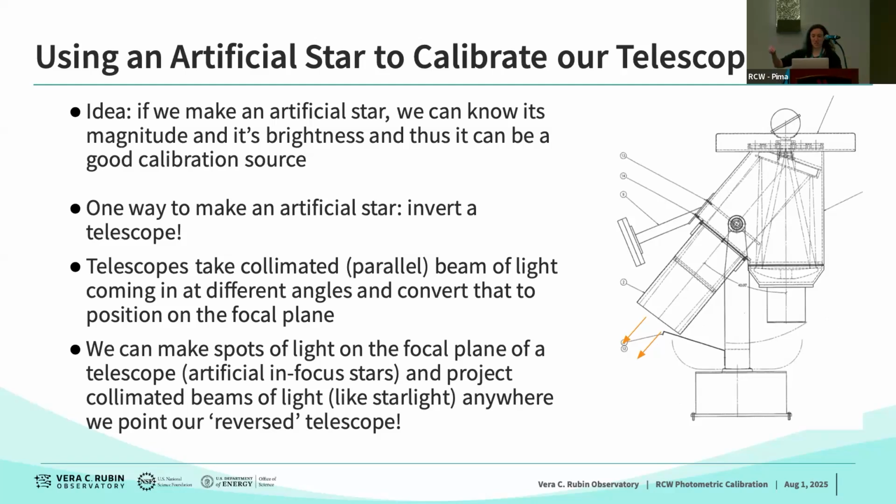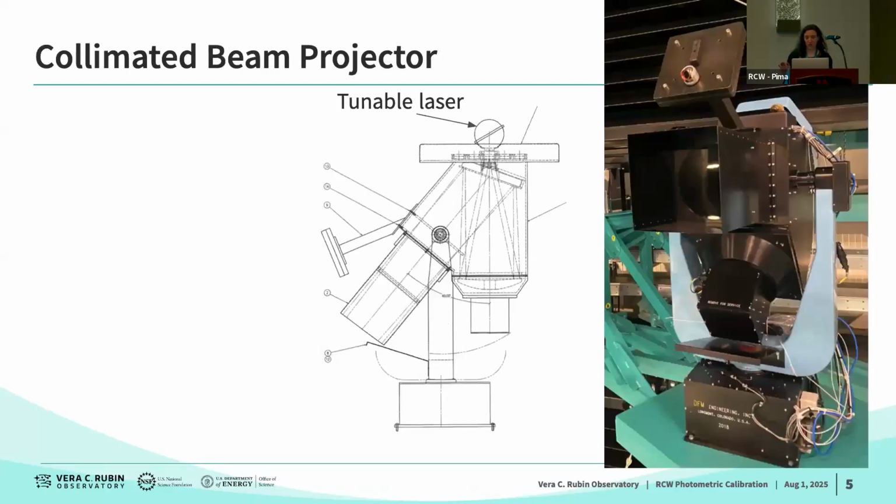They convert those into position on the focal plane. And so what we can do is make spots of light on the focal plane of a telescope and project those like starlight anywhere using our telescope. So here's our collimated beam projector for Rubin.